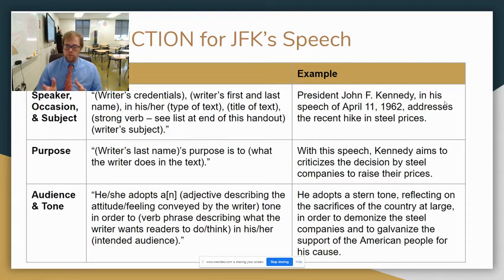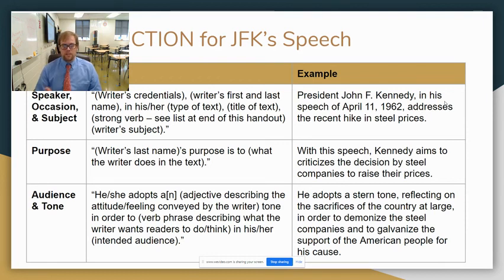And so yours may be different. You may have chosen a slightly different way of putting this into words. Hopefully you've chosen some strong verbs in there. You can see that I chose addresses, and then criticizes, and then demonizes, and then galvanizes. So I use those four different verbs in order to build to my point about what I think President Kennedy is trying to achieve in this speech.